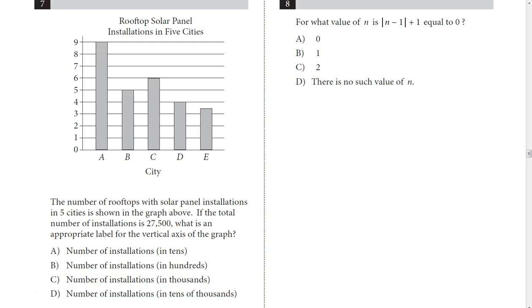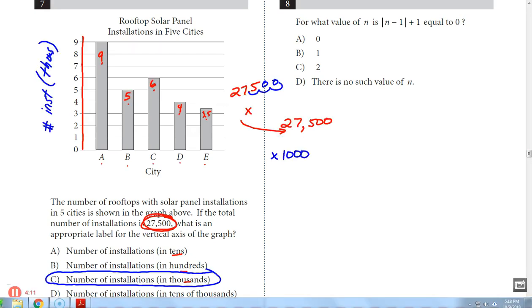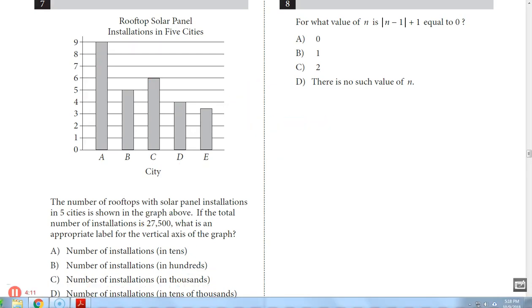Let's take a look over here at number 8. For what value of n is |n - 1| + 1 equal to 0? Well, this is kind of like a formal equation, but you really don't have to make it a formal equation. First thing you need to know is what these bars mean.